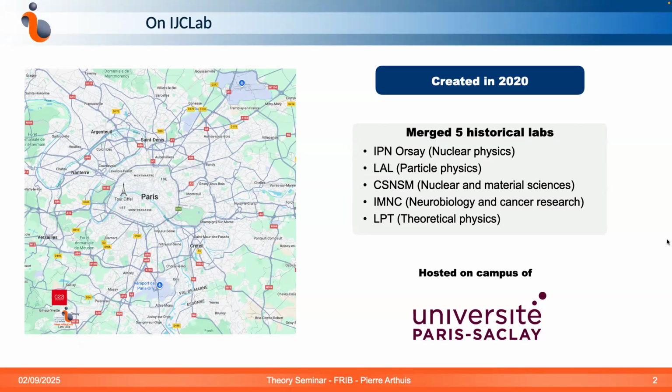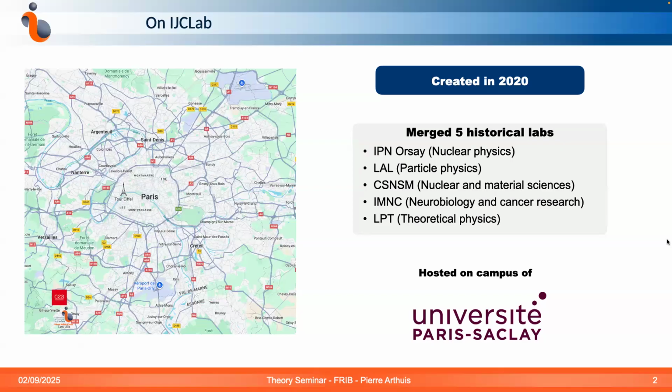You might not know it because it's fairly recent. It was created in 2020, but it's actually the merging of 5 historical labs that the least young people in the audience might know about, since it's mostly young people here. So IPN, which was the big nuclear physics lab in the area, and then a particle physics lab, a material sciences lab, theoretical physics, cancer research. We are hosted on the campus of Université Paris-Saclay, a bit like FRIB here on MSU campus. So that's for the geographical situation.